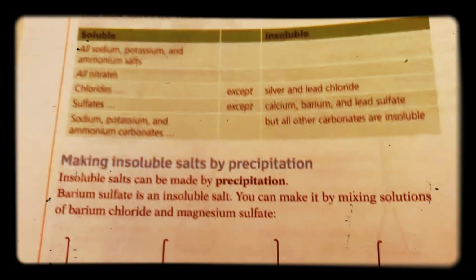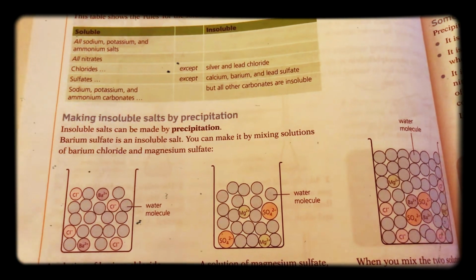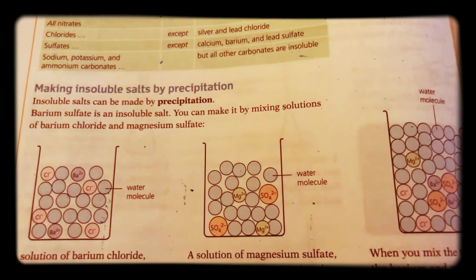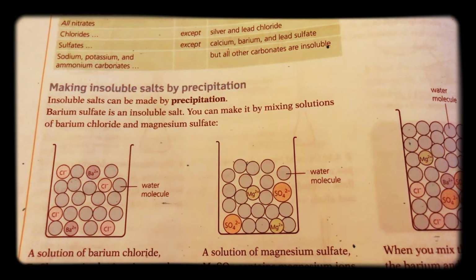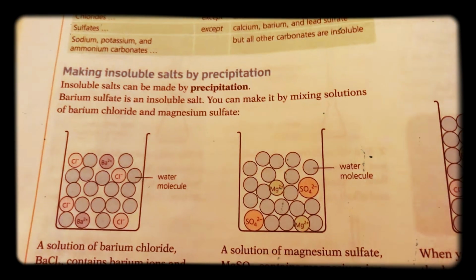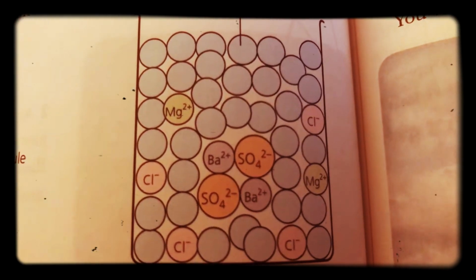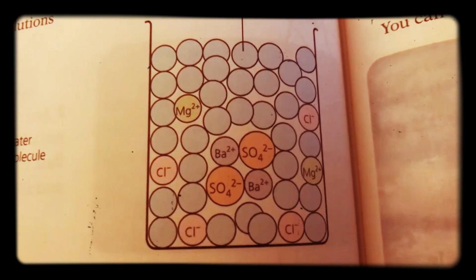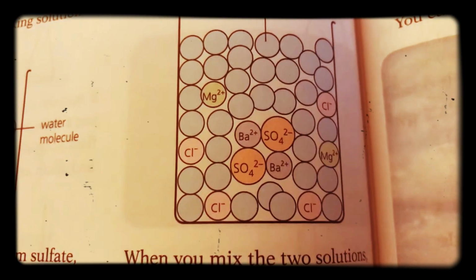Now, according to the table, magnesium sulfate should be soluble, and barium chloride should be soluble as well, because it's not silver or lead chloride. However, if we mix the 2 solutions together, we're going to get barium ions meeting sulfate ions. They are very attracted to each other, even more so than the magnesium is attracted to the sulfates.